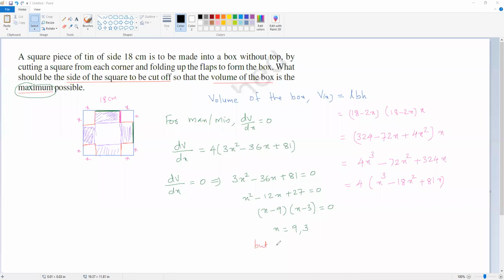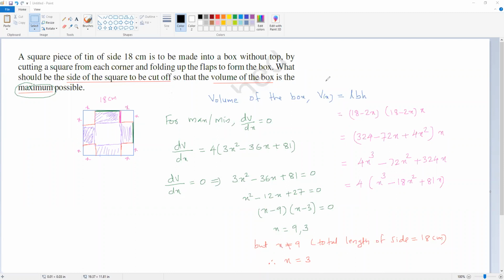But x cannot be 9, because if you cut a square of 9 centimeter from both sides, what will happen? 9 plus 9, 18 centimeter, means पूरा paper चला जाएगा, because the total length of the side is equal to 18 centimeter only. So you cannot cut 9. So therefore x is equal to 3. ऐसे भी कोई point नहीं उधर derivative does not exist करके. So the critical point is 3.